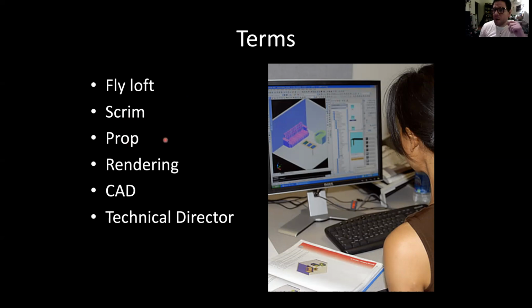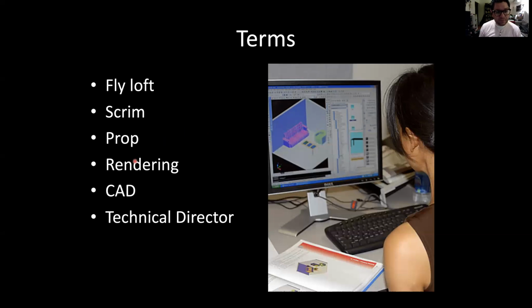A prop is something that's manipulated by an actor, and that's how it's defined in your book. It's the difference between a prop and a piece of furniture or a scenic piece. The actor has to manipulate it for it to be a prop. So a pocket watch is a prop, something that an actor can use and hold and manipulate with his or her hands.